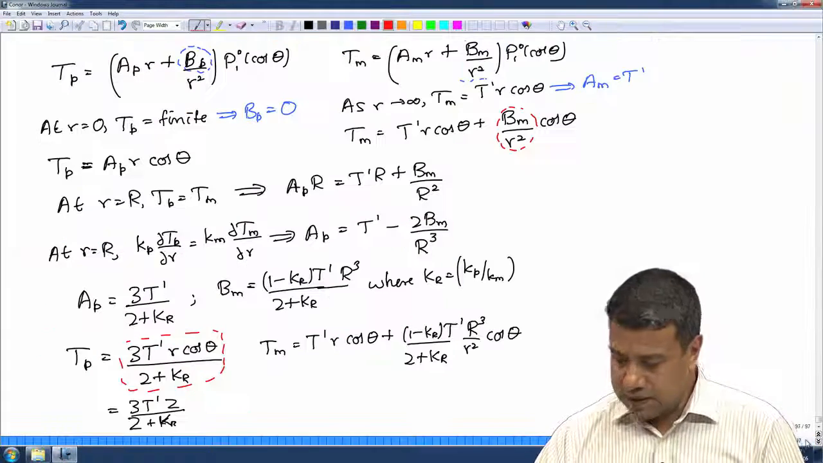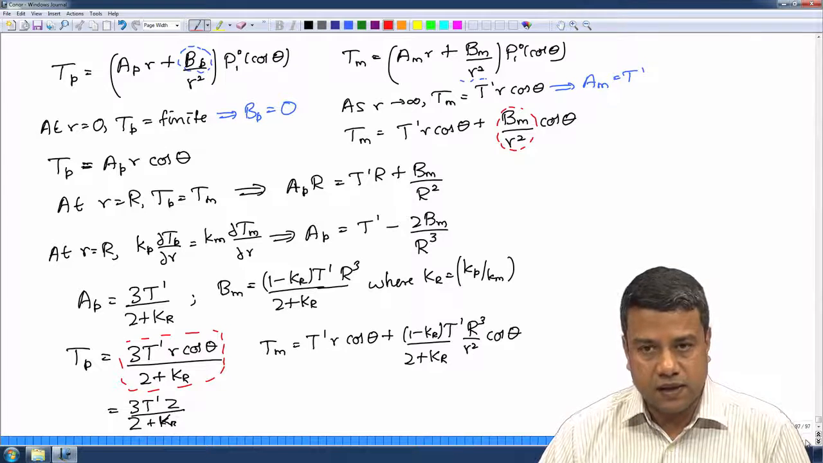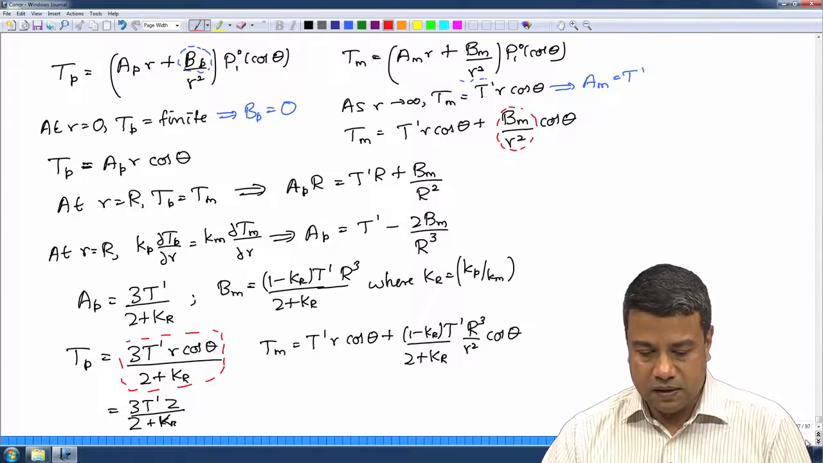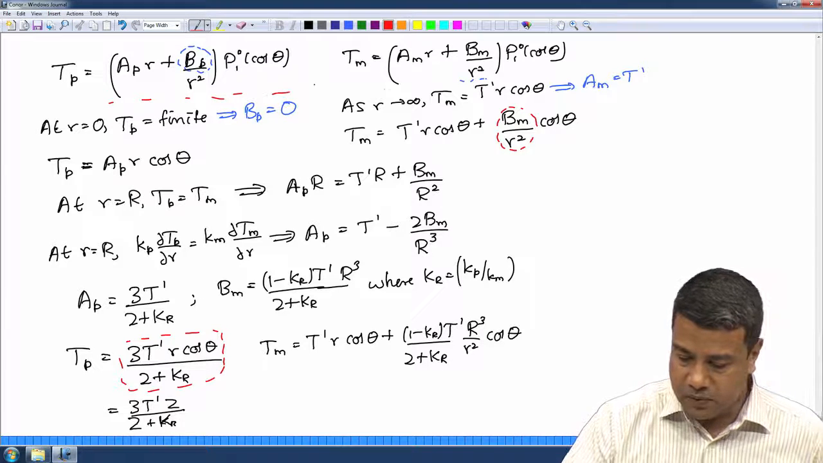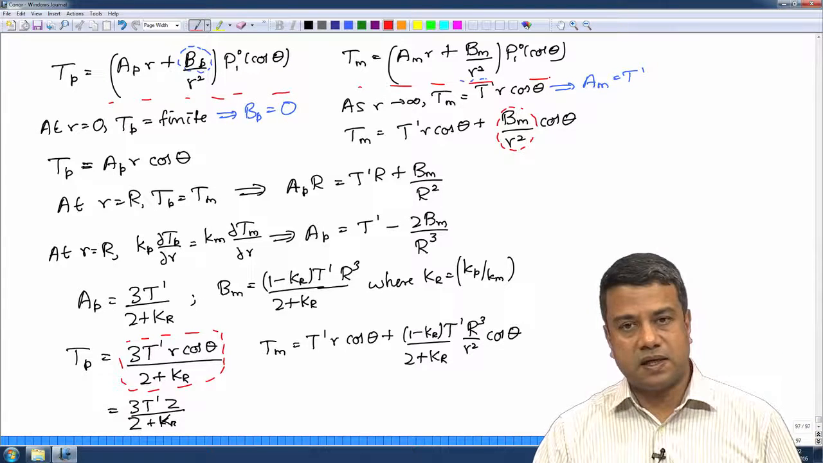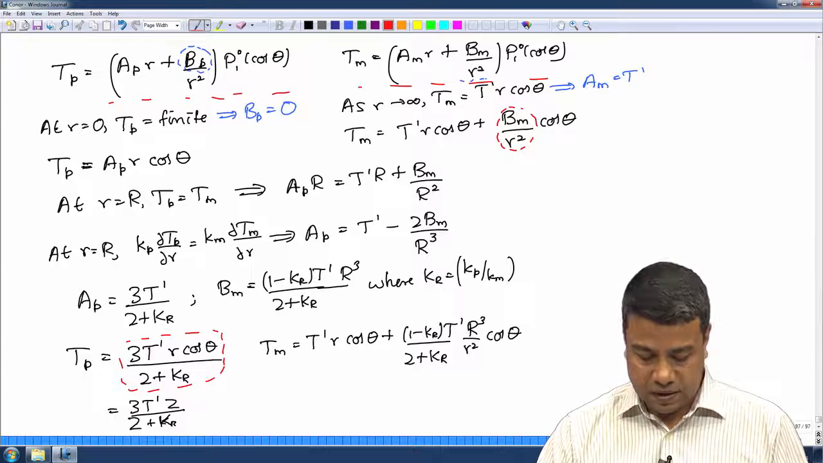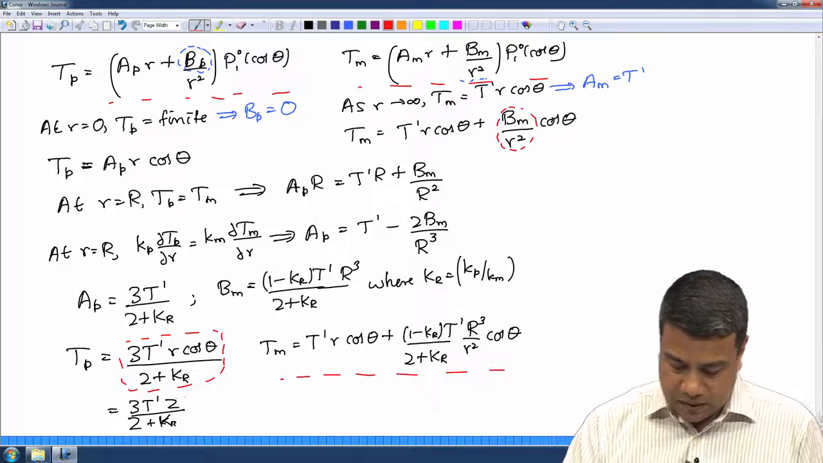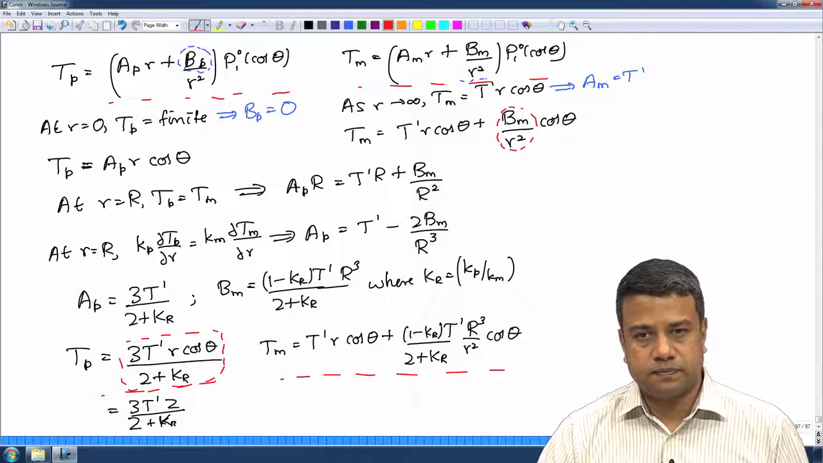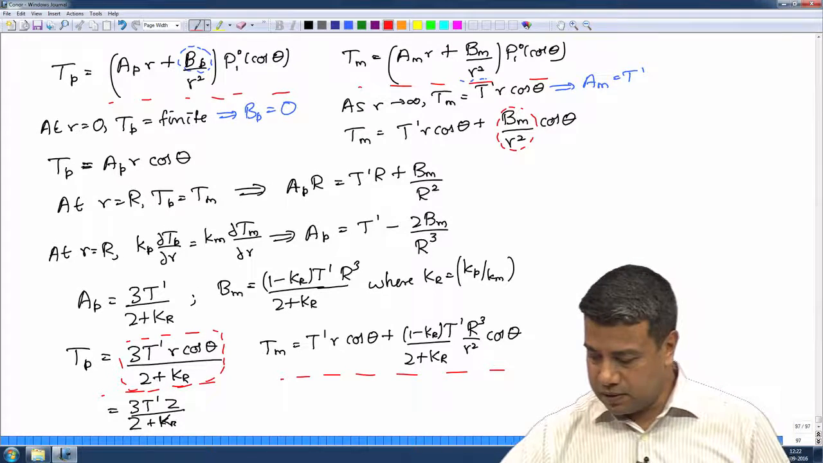So, just from the symmetry and the orthogonality of the Legendre polynomials, we had managed to reduce the solution to just P_1^0 of cos theta in both the matrix and the particle. And then I had imposed the boundary conditions in order to find out what is the matrix temperature and what is the particle temperature. And with that I had gone back.